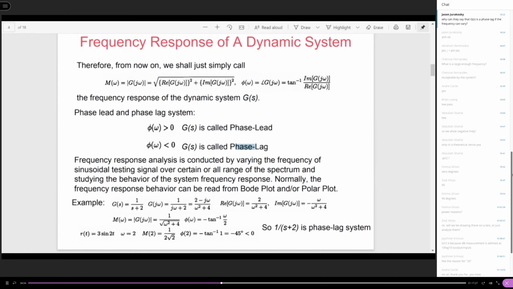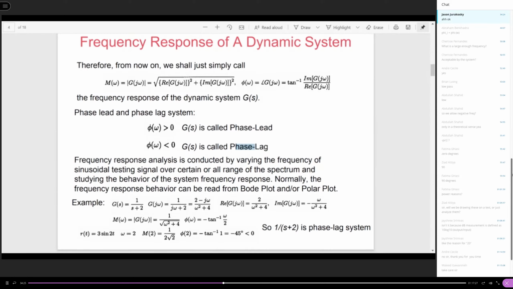function, then you're going to find out that if a system is a phase lead system, the phase is always positive. It doesn't matter which frequency you're going to use. If the system is a phase lag, the phase will always be negative. It doesn't matter which frequency you're going to use.